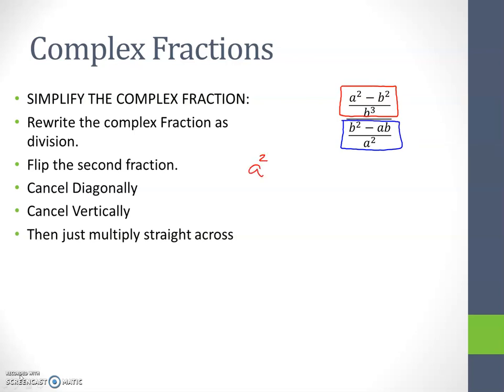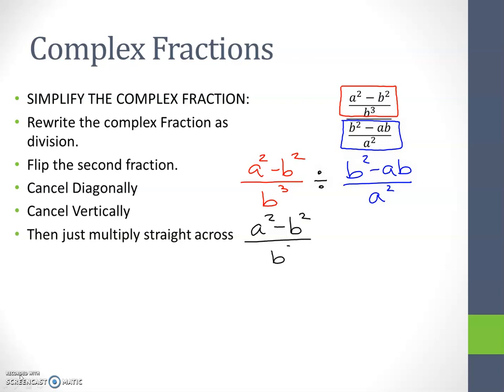So I have a squared minus b squared over b cubed divided by ab squared minus ab over a squared. So the first thing that you guys should do when you see a complex fraction like this is rewrite it as a division problem. And now it's just like the problem that we were doing on the last slide. Okay? So I need to change every division problem into multiplication. So I'll make that multiplied by, and now I flip the second fraction.